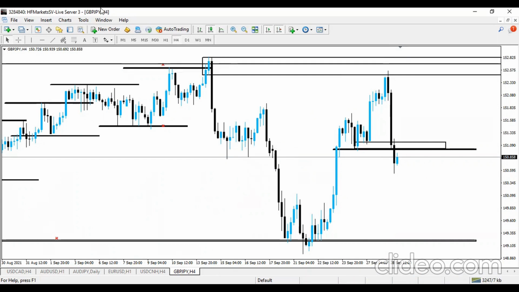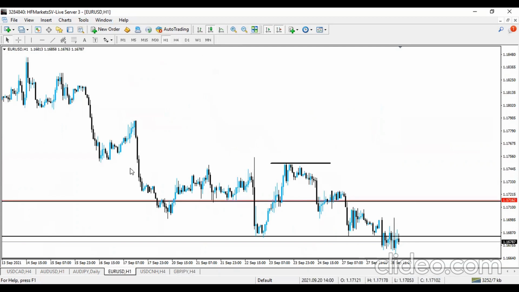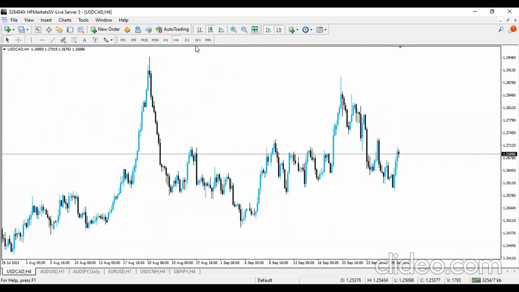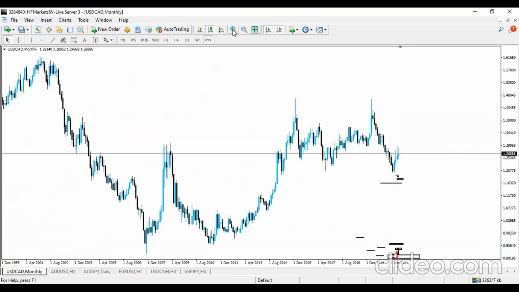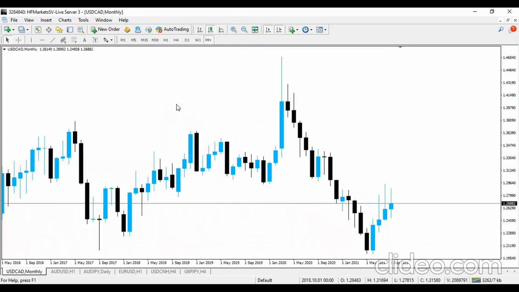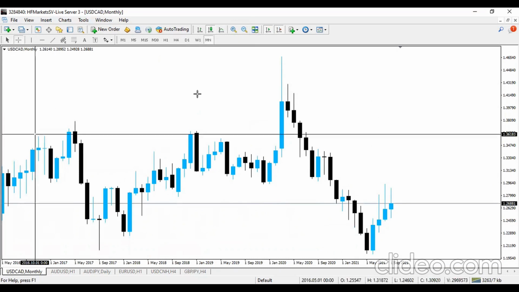This is how I took my trade on GG. The first thing you want to do is analyze the market. The first thing you want to do is go back to your monthly time frame, right? Now, let's look at USD CAD, right? Let's analyze USD CAD and see what we need to see on USD CAD, right?